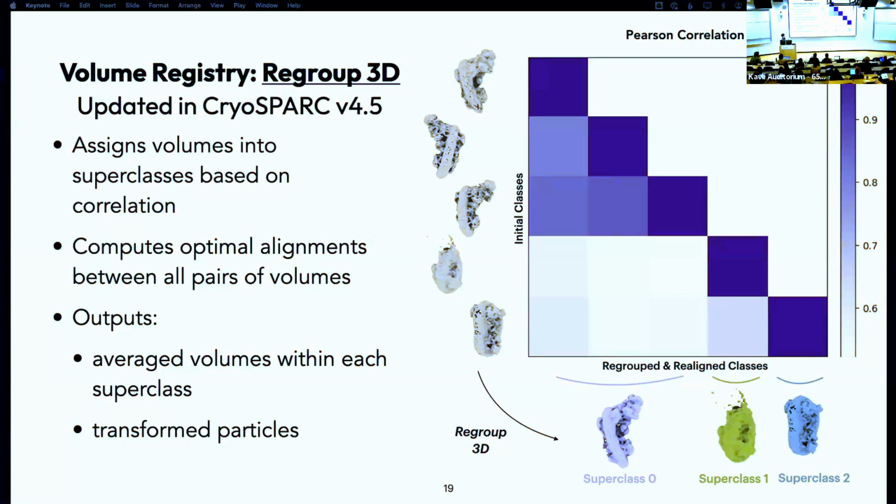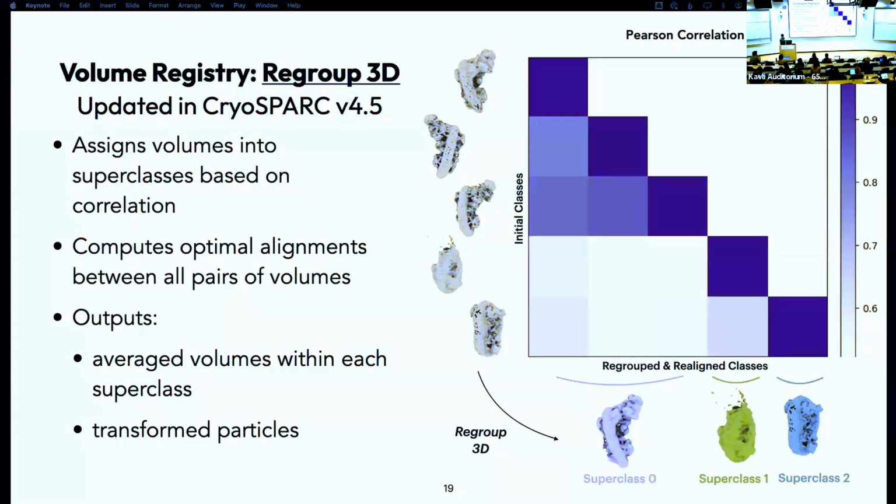Here I looked by eye and saw, okay, these 3 classes look very, very similar. The other 2 don't really look like each other, nor do they look like the initial group. So what I wanted was 3 superclasses of reorganized volumes. I told it, okay, let's give us 3 superclasses. And what the job did was then organize each of these volumes into a new set of output superclasses based on pairwise similarity. Similarity here is measured by the Pearson correlation coefficient of these volumes.